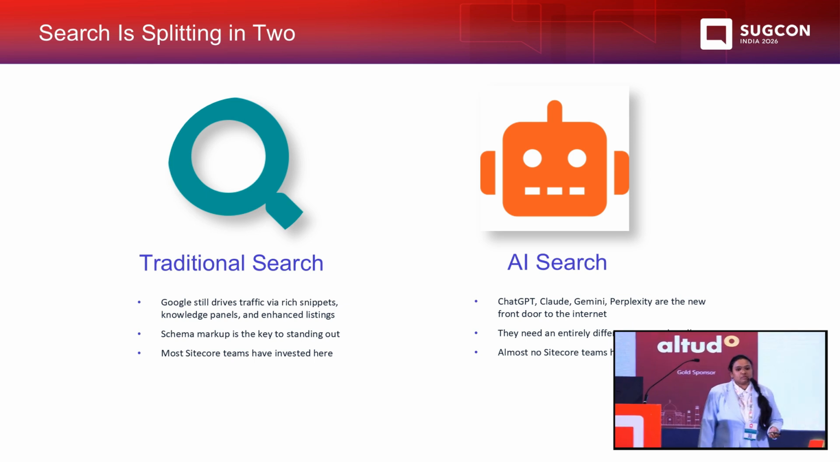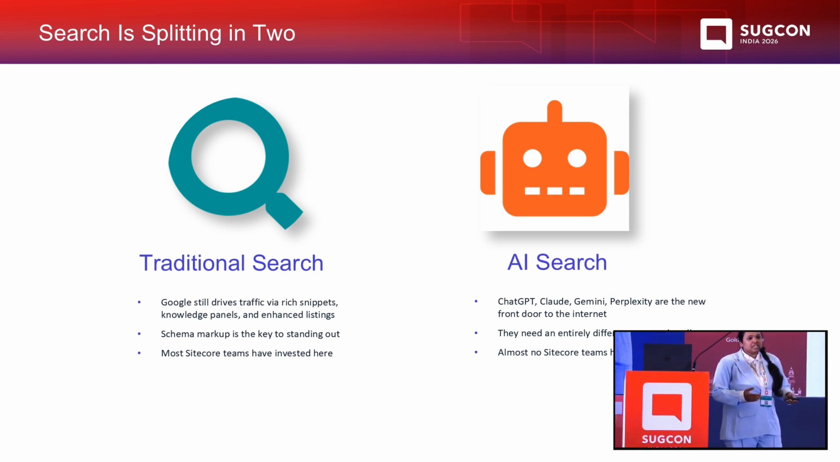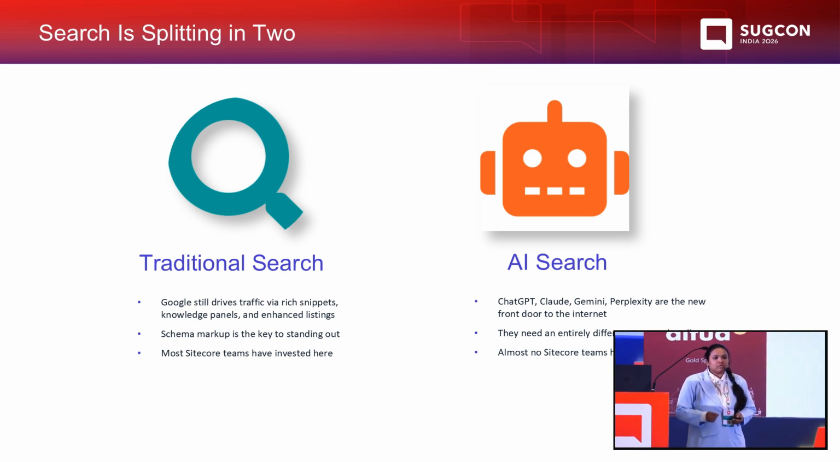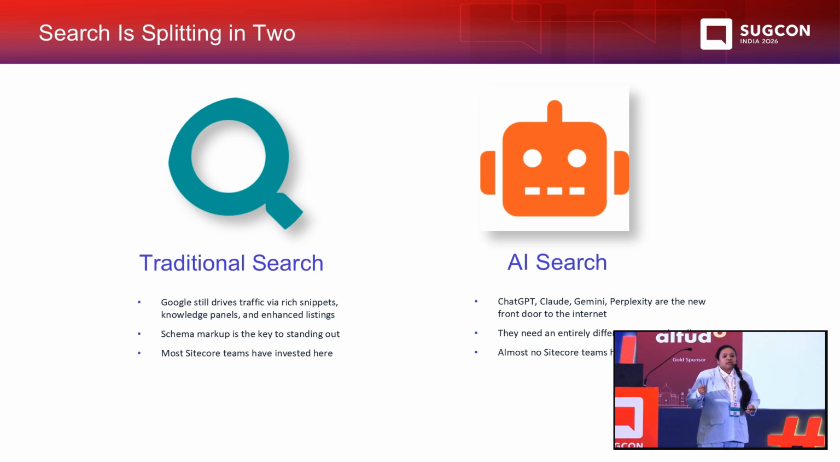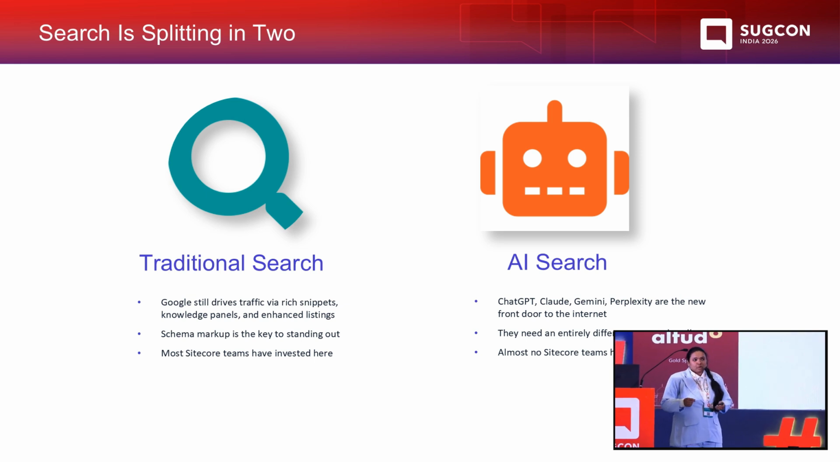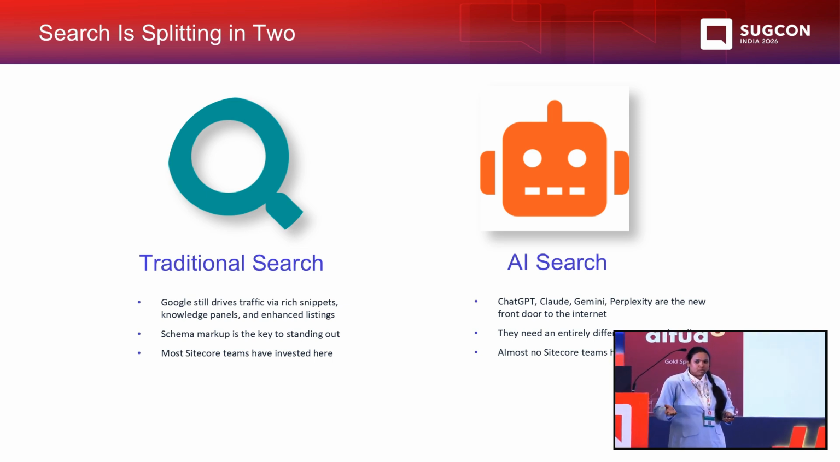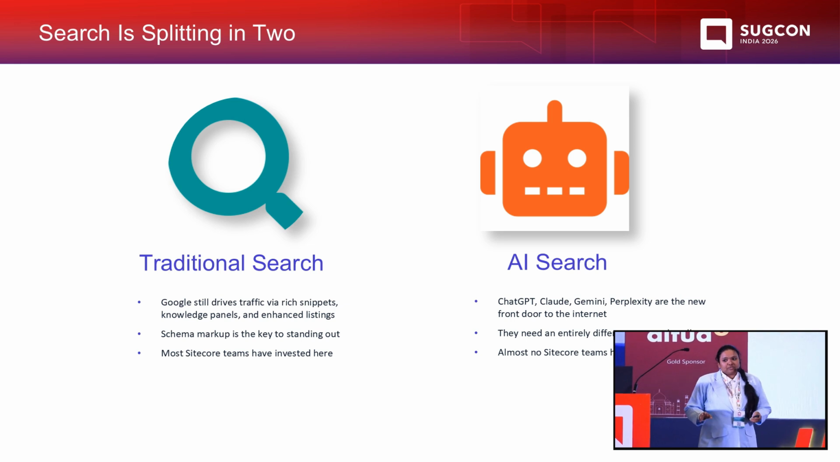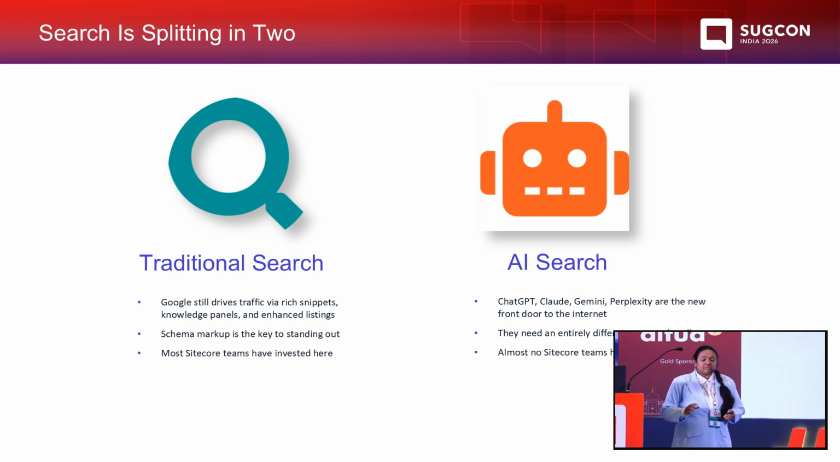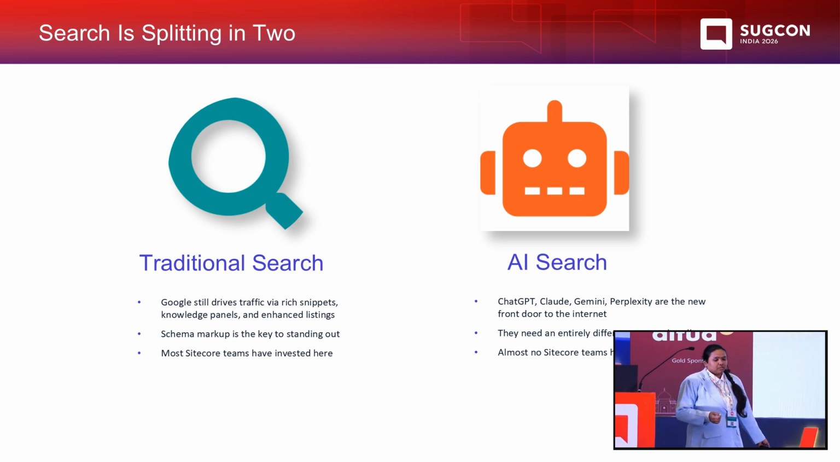Next, search is splitting in two. The problem is that for the past 20 years, we used to focus on how we get web page results in Google. We always wanted our website to be listed at the top in Google search. But now a fundamental shift has happened: people are also focusing on AI models rather than traditional search.